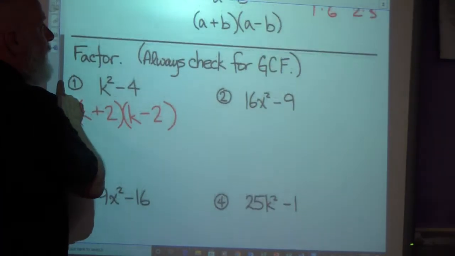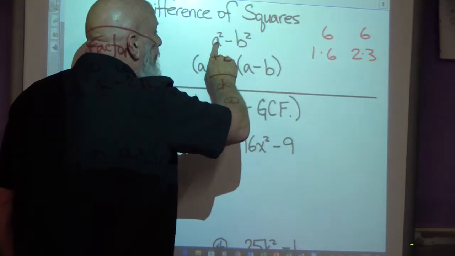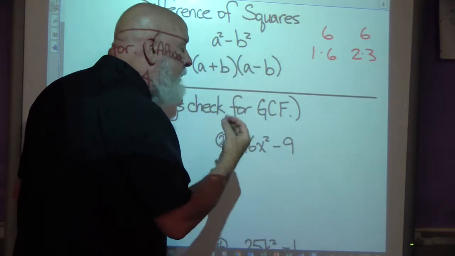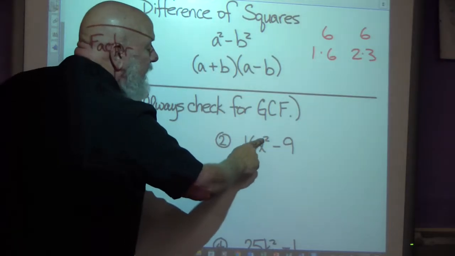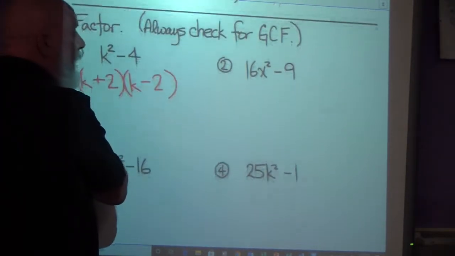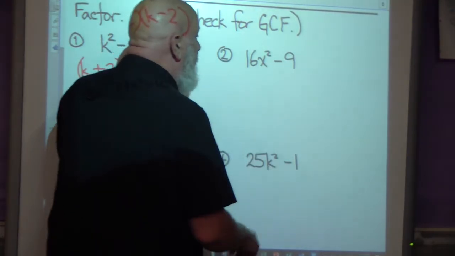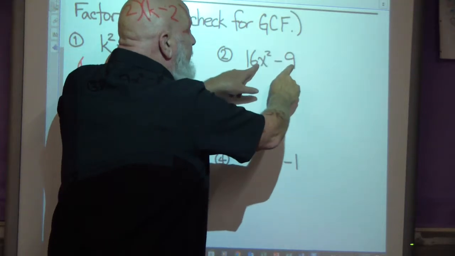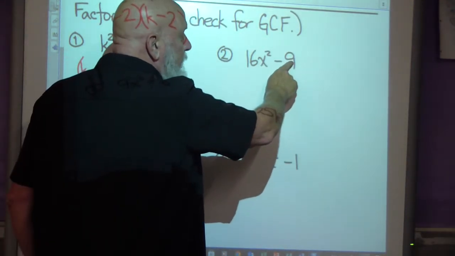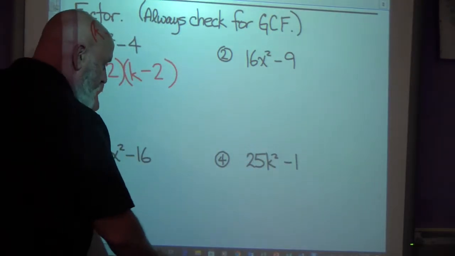I recognize this as two perfect squares, something squared minus something squared. Squared means multiplied by itself. I see that this is 4x times 4x, and this is 3 times 3. So this is a difference of two perfect squares. They don't have any common factors that I can pull out. This won't divide by 2 or 4. This won't divide by 3. So there are no common factors I could factor out.